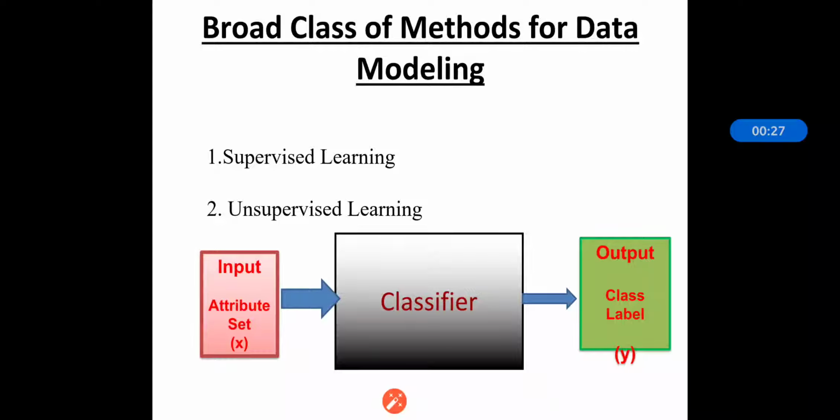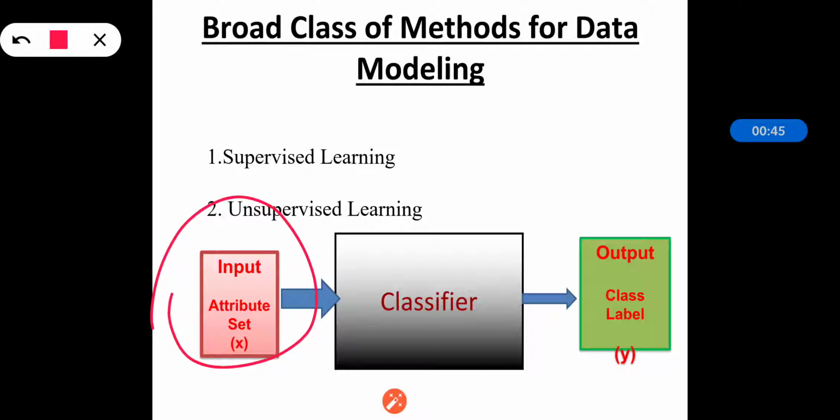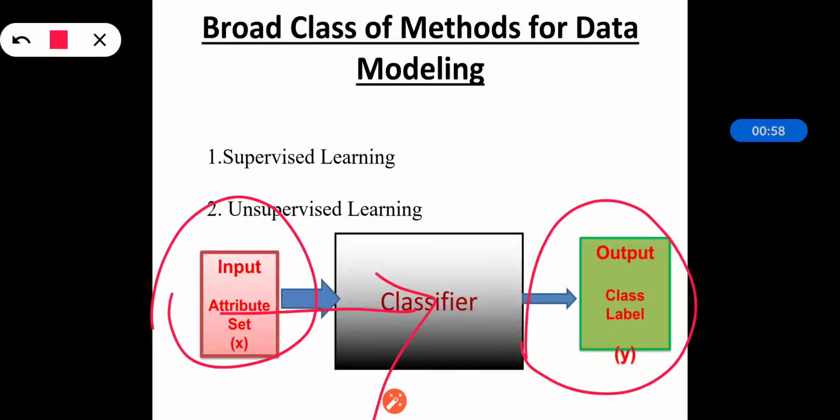So starting with the first, the broad class of methods for data modeling are supervised learning and unsupervised learning. So what are both the learnings doing? The input attribute set is given to the classifier and the output is received, that is nothing but the class labels. This is the input, the attribute set. Whatever data set we are having is considered according to the attributes, then it is forwarded to the classifier and then the output is generated. And what is the output? It is nothing but the class label, which is used at the time of training.